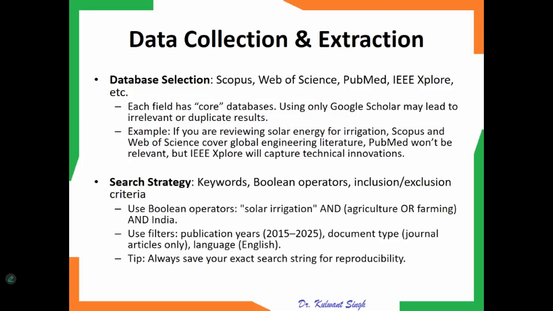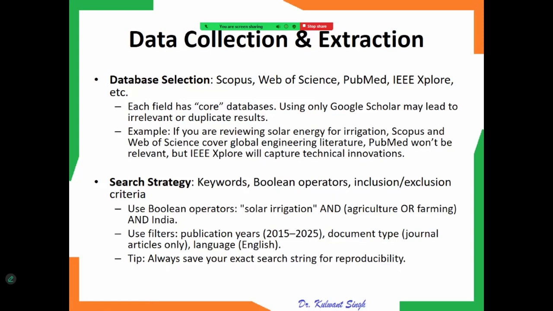Second point, after selection of our database, is search strategy, where we focus on the keywords of our research area or the topic we are going to select for the SLR. Second, the Boolean operators we will use in our search string, and inclusion and exclusion criteria. So we can use the operators like this. If we take the example of solar energy for irrigation: solar irrigation and agriculture or farming and India.